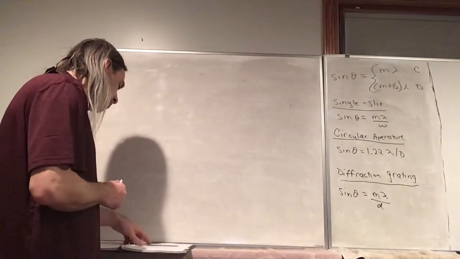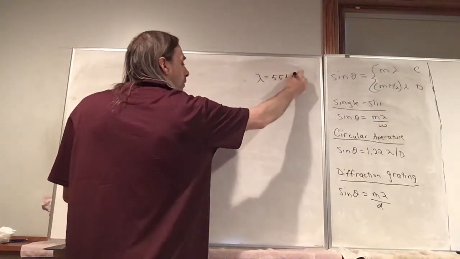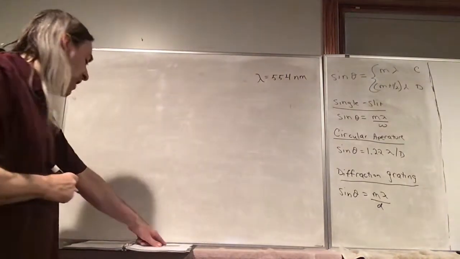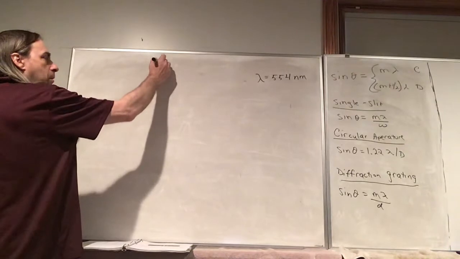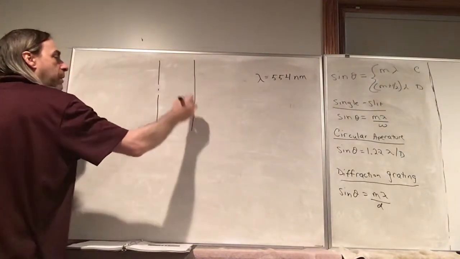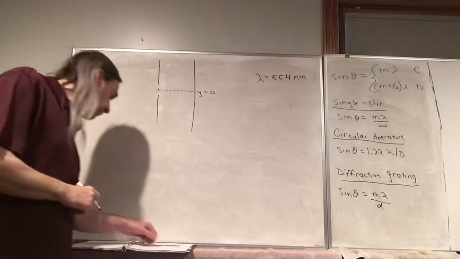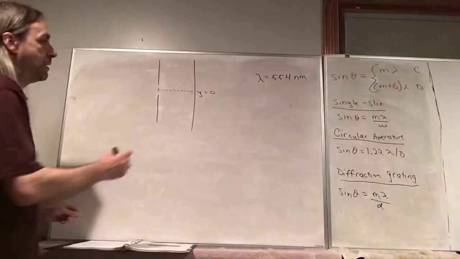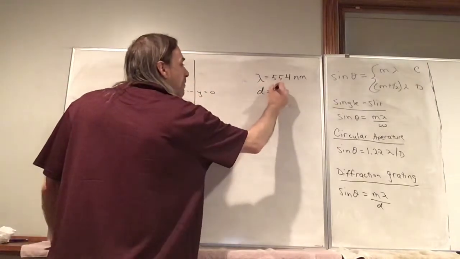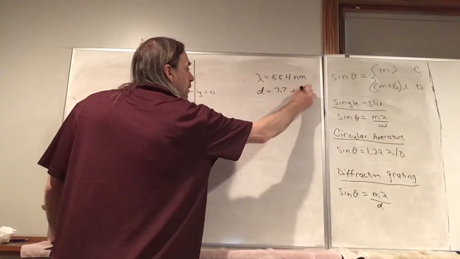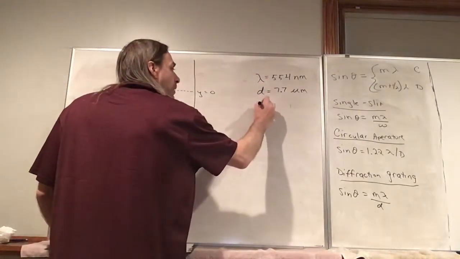So first one, we have monochromatic green light with a wavelength of 554 nanometers, illuminates a parallel double slit. So the usual setup. The distance between the slits is 7.7 micrometers. Calculate the angular deviation of the third order bright fringe.